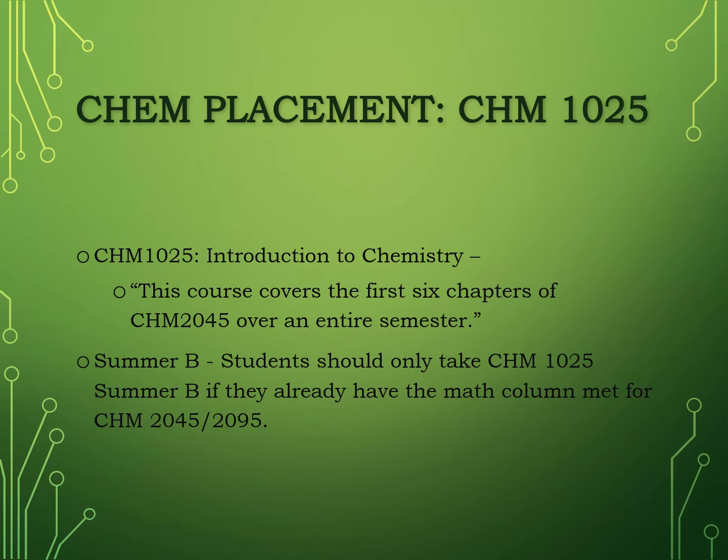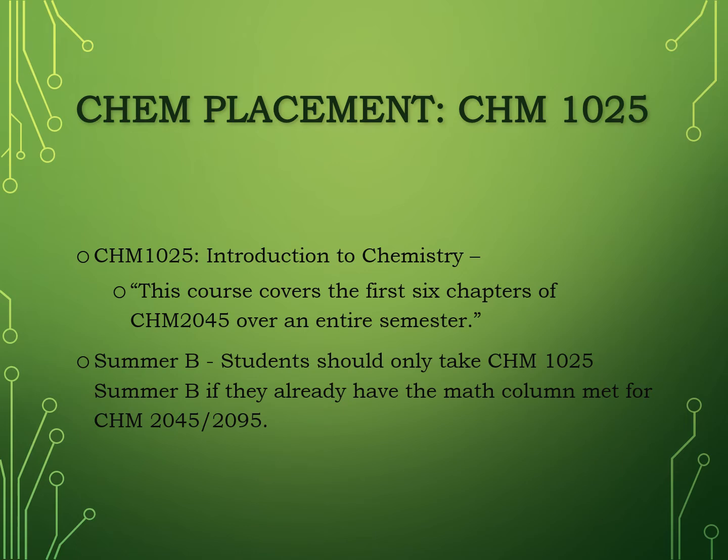Now, you are going to have some students that are Summer B admits who want to take Chem 1025 in Summer B, and that's okay. Obviously, we can't stop them from doing it, but we really would only want to encourage a student to do it if they had the math column met for Chem 2095, but not the Chem column, because you really want to make sure students have that strong math background if they're going to take it in that 6-week accelerated time.